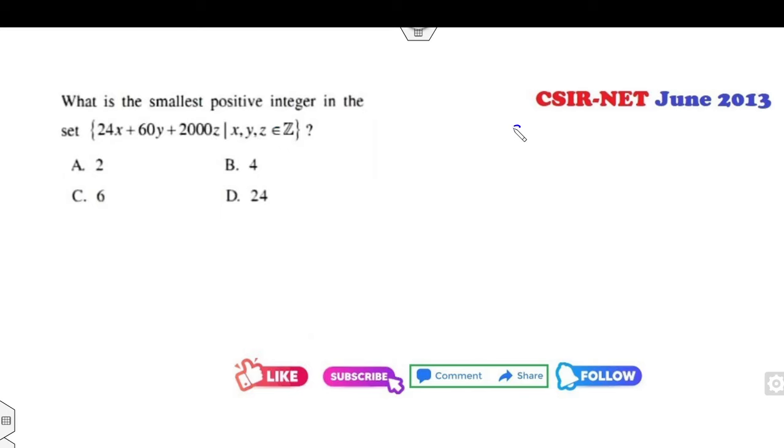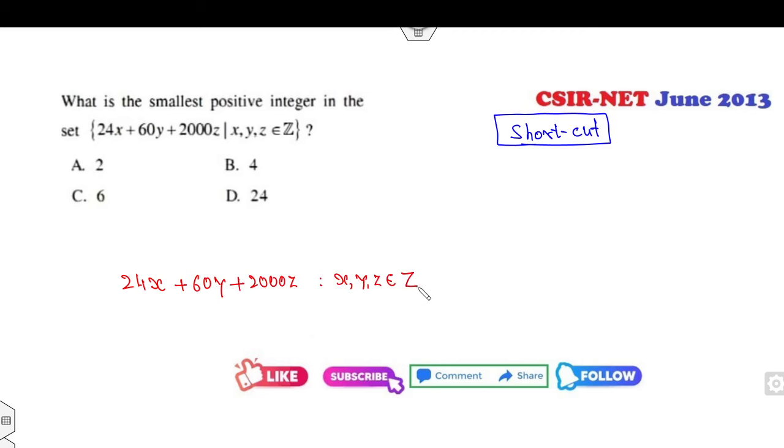The smallest positive integers in the given equation. What does it mean? The question is, if you substitute in 24x plus 60y plus 2000z such that x, y and z are integers. They are not necessarily positive integers. It may be positive or negative. If I substitute x as 1, y as 0, z as 0, then the answer will be 24. Similarly, if I substitute x as 0, y as 1, z as 0, the answer will be 60. If I substitute x as minus 1, y as minus 2, z as minus 3, you will get some other number and so on.